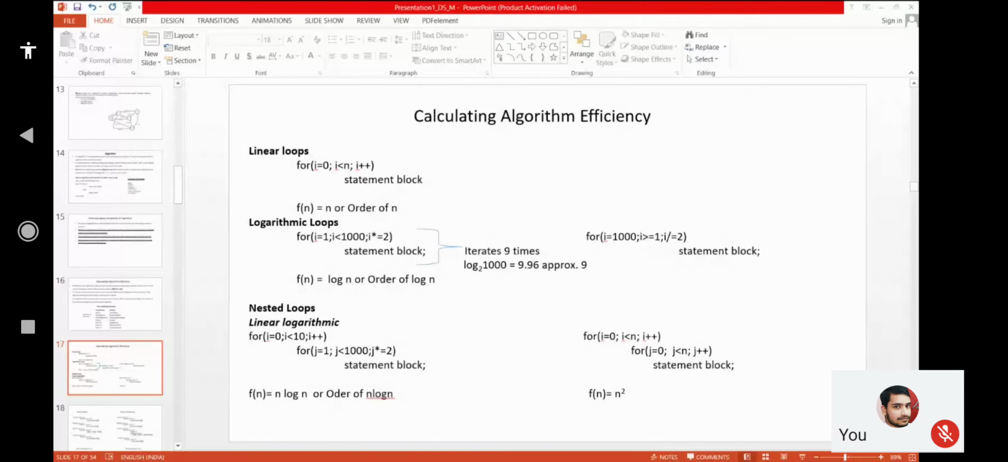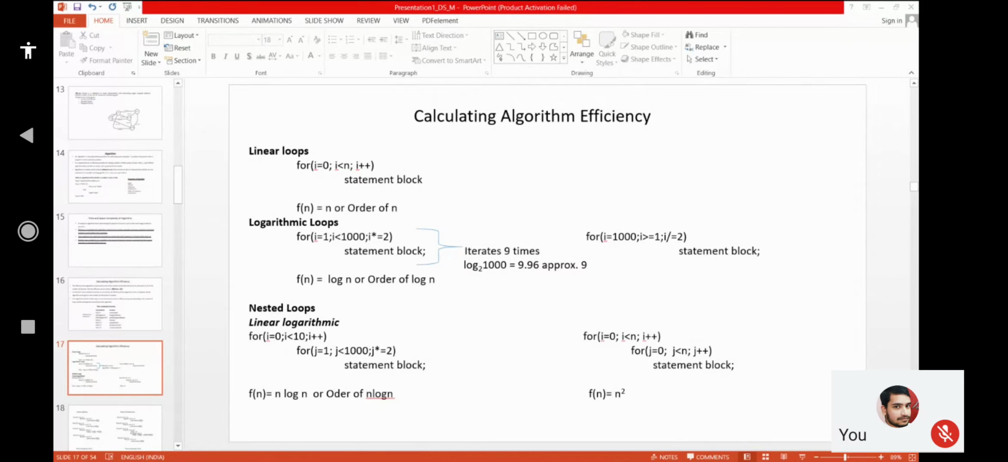If I write i = 1000, i >= 1, and i = i / 2, then also it will execute 10 times. So the time complexity is a function of the logarithm of n, that will be log n.